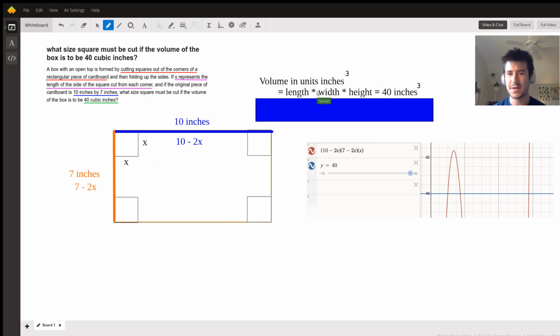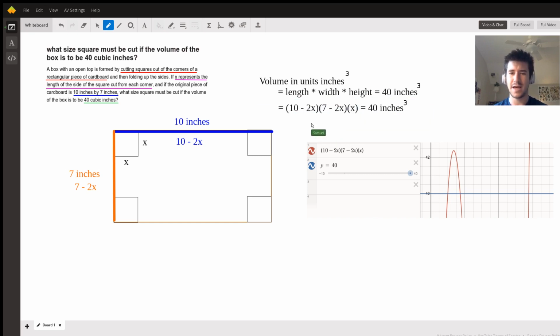So we also know that the length times the width times the height is given to be 40 inches cubed. And we can replace the length, width, and height with the actual values given to us in our particular visualization of the problem. 10 minus 2x times 7 minus 2x and x are all multiplied together to give us our three dimensions, 40 inches cubed. This one's pretty difficult to reason through.